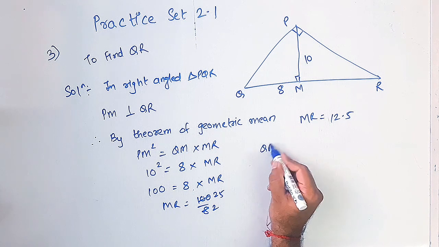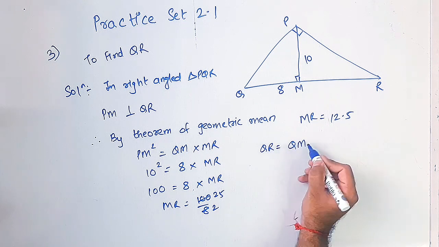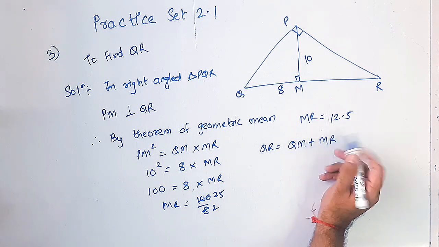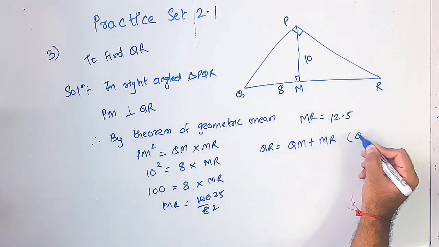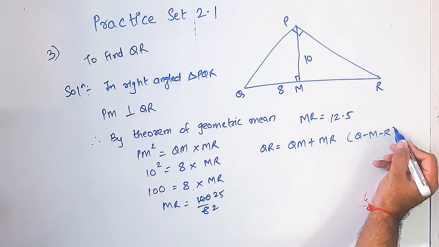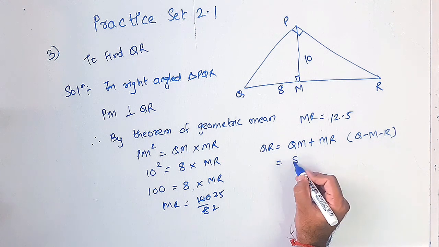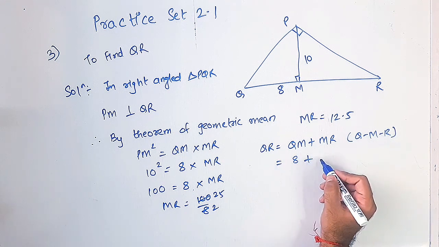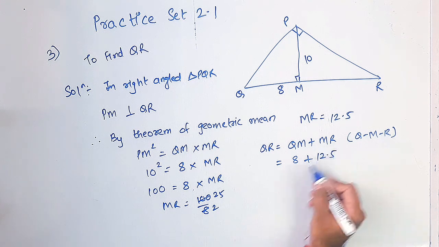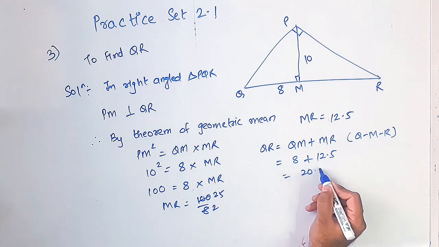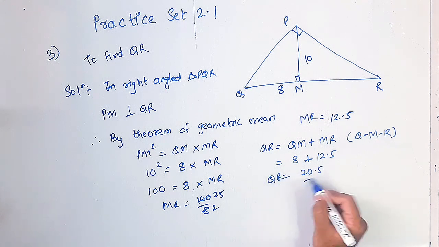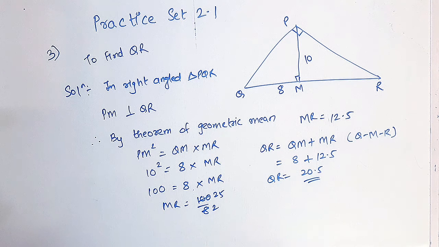But QR, you can see QR is the sum of these two sides, QM plus MR. QR is equal to QM plus MR. This is Q dash M dash R. So this is 8 plus 12.5. What is 8 plus 12.5? It is 20.5. So you got QR as 20.5.